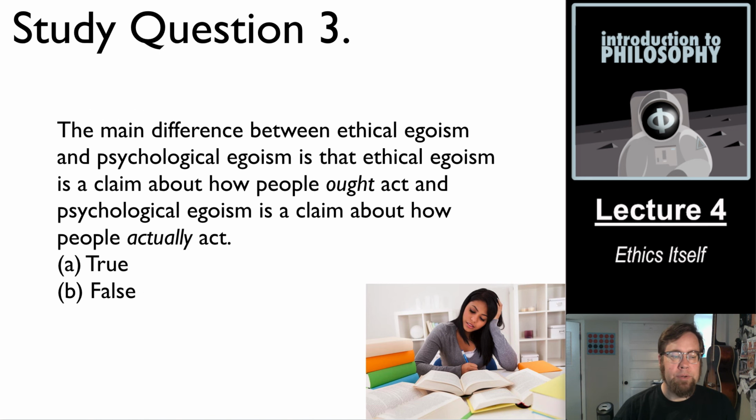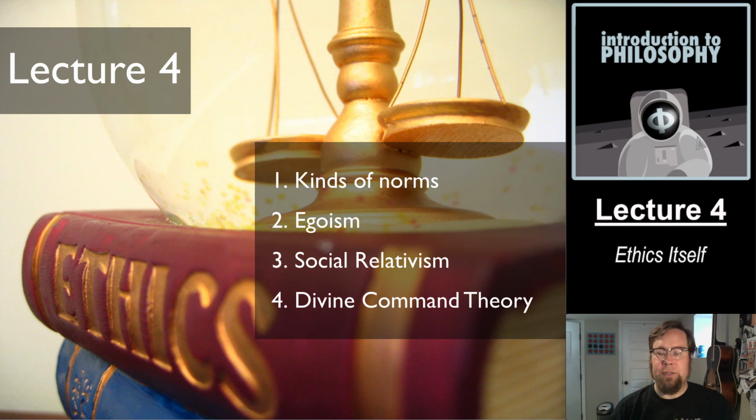So that was study question 2, and here's study question 3. The main difference between ethical egoism and psychological egoism is that ethical egoism is a claim about how people ought to act. I should change the words there. There we go. Ought to act. Okay, start over again. The main difference between ethical egoism and psychological egoism is that ethical egoism is a claim about how people ought to act, and psychological egoism is a claim about how people actually act. A, true. B, false. All right, so we've had 3 study questions. In just a little bit, I'll tell you what the answers to the 3 study questions were.